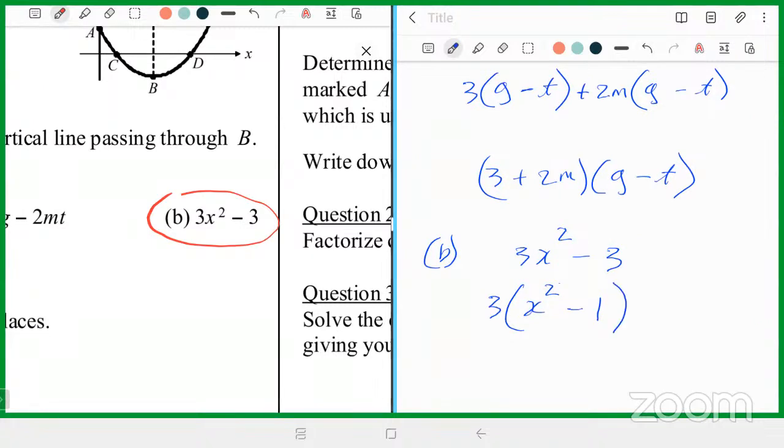And then I look inside here to see if it can be factorized any further. And yes, it can be factorized further because we have to know about the difference of 2 squares. And 1 is a perfect square. We have to remember that 1 is a perfect square. So this can be written as 3 into x squared minus 1 squared. 1 and 1 squared is the same.